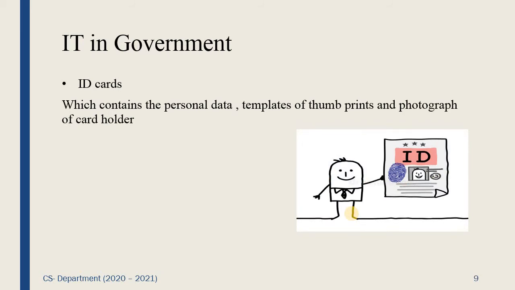IT has its own impact in government as well. For example, they create the ID cards. What is the ID card? It contains the personal data. The personal data means the name, the address, the birthday, and all these things, plus the template of the thumbprint, which is this one, the fingerprint, and a photograph of the card holder. This is the ID of this guy, okay?